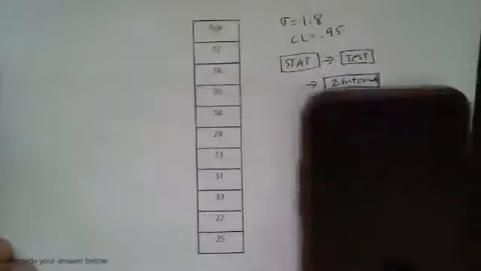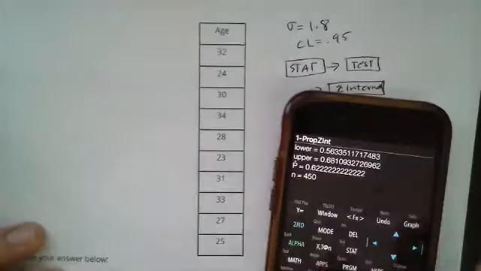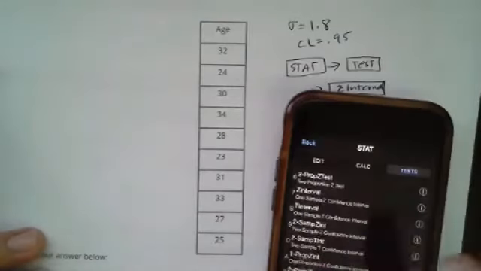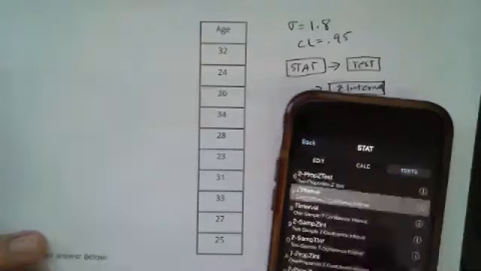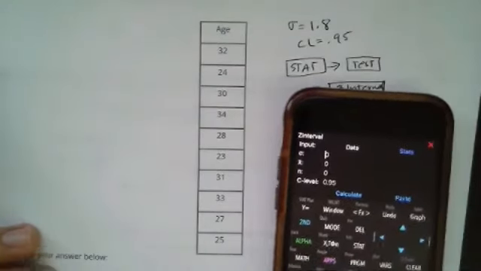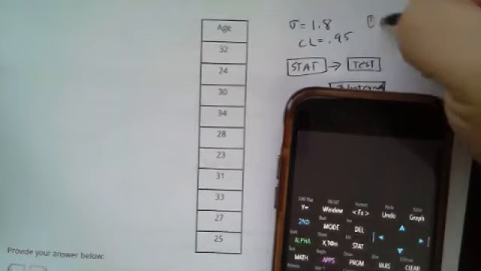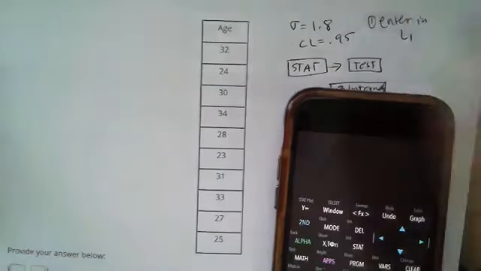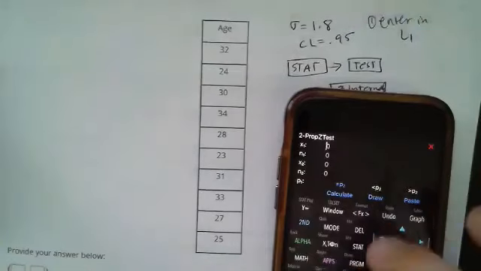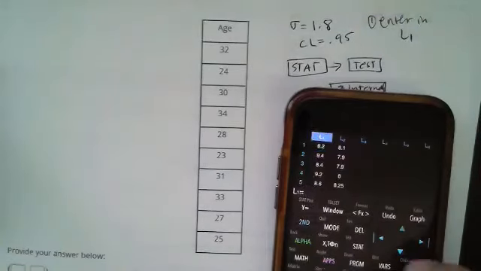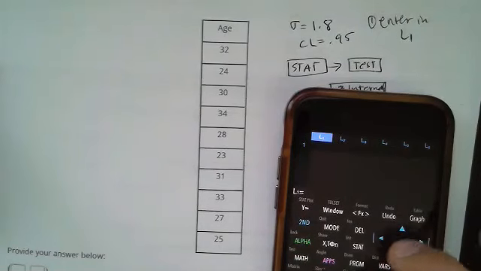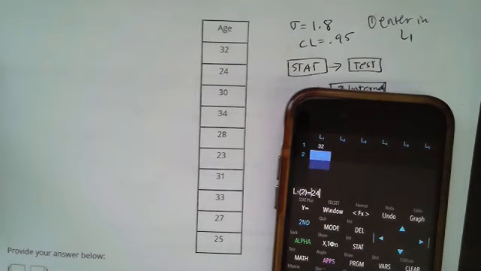So let's go ahead and do that. Let me clear this. So stat, test, z interval is just one sample. Okay, and we're given, oh wait, actually we're given a list, so we need to enter that first. So the first thing is to enter this list into L1. So stat, edit, edit. We're going to clear this, it's from the last class. So 32, 24, 30, 34, 28, 23, 31, 33, 27, 25.